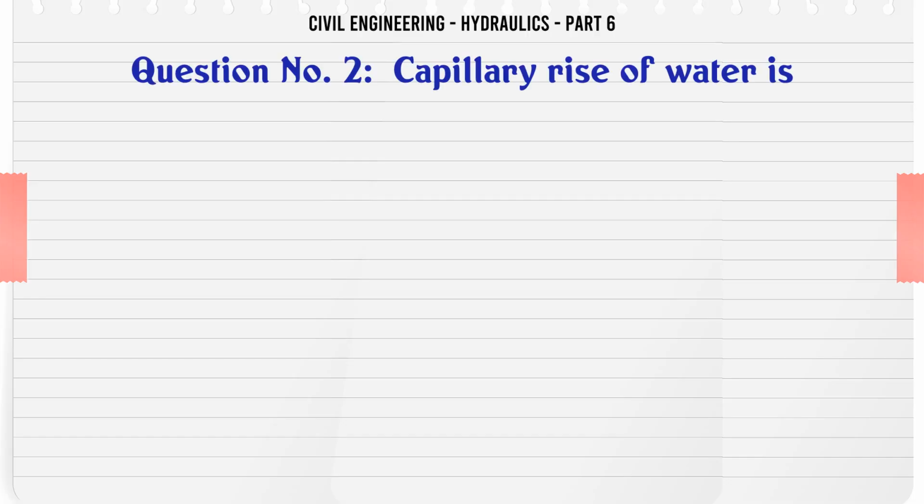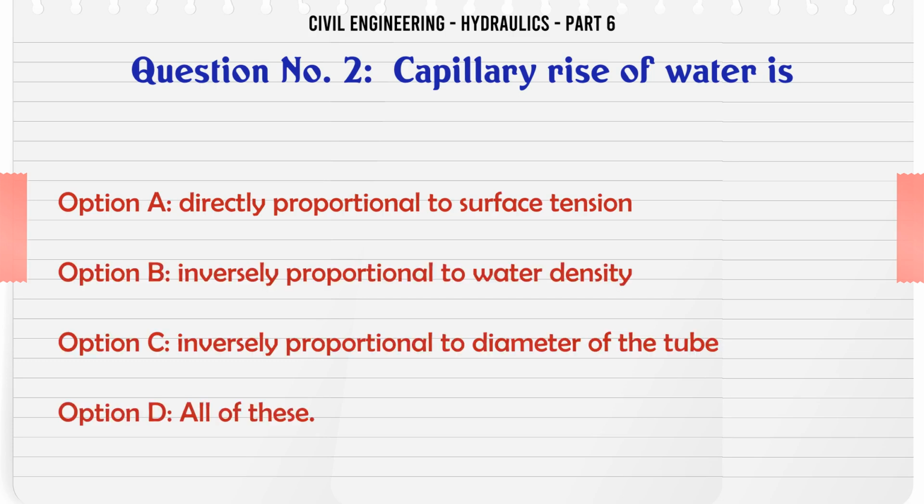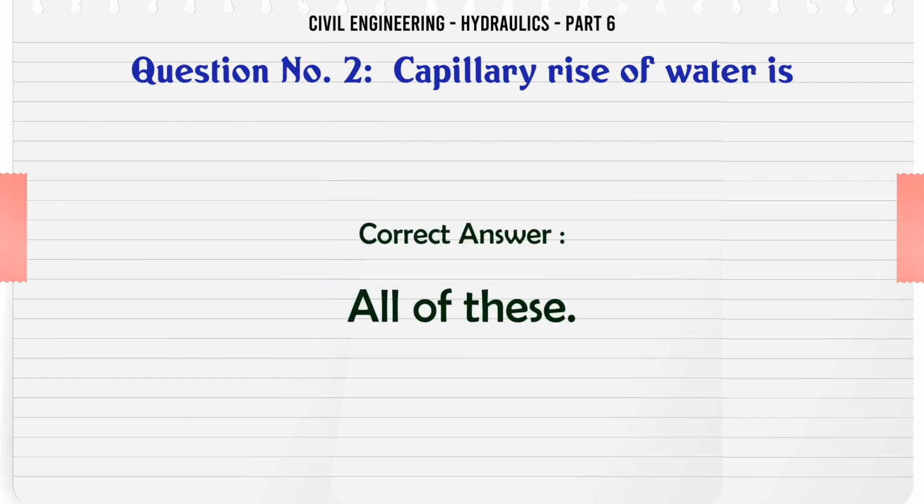Capillary rise of water is: A. Directly proportional to surface tension, B. Inversely proportional to water density, C. Inversely proportional to diameter of the tube, D. All of these. The correct answer is all of these.